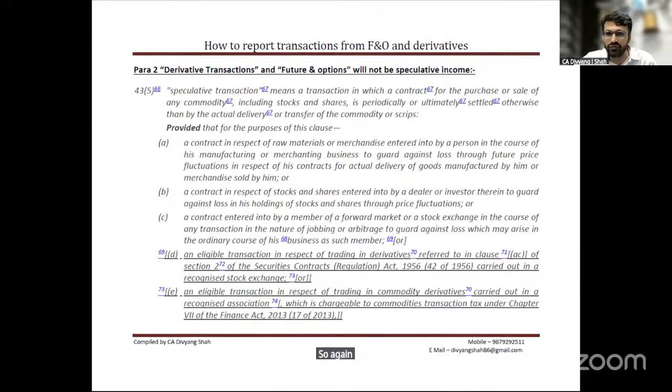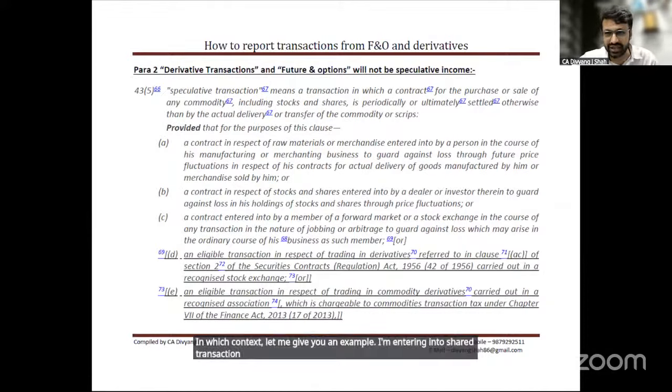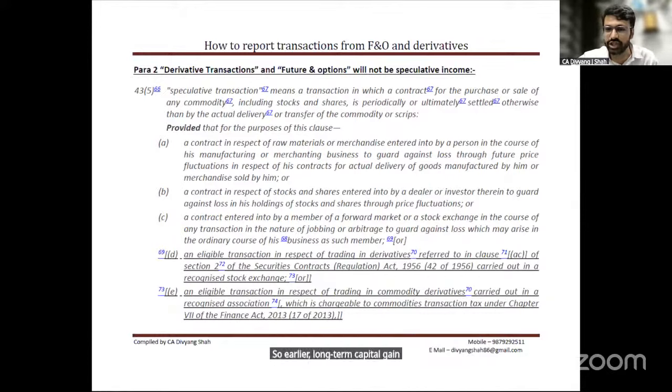So again, for futures and options or derivatives, whether it can be offered as business income or capital gain, lots of disputes have arisen in the past. In which context? Let me give an example. I'm entering into share transactions. My share transactions are extremely high. Earlier, long-term capital gain was exempt and short-term capital gain was taxed at 15%. But my transactions are very frequent and in large volume. So I offer it as capital gain because that is more beneficial to me.